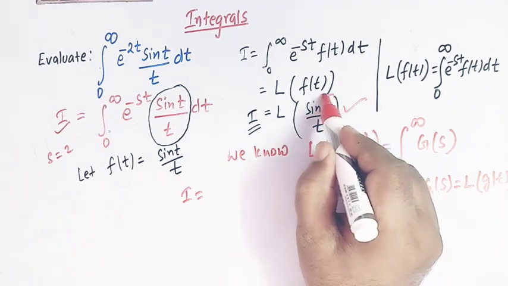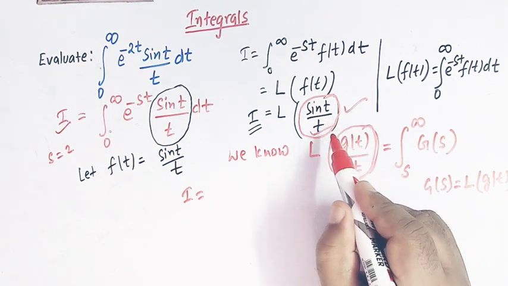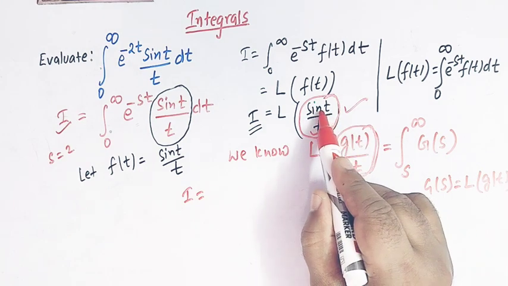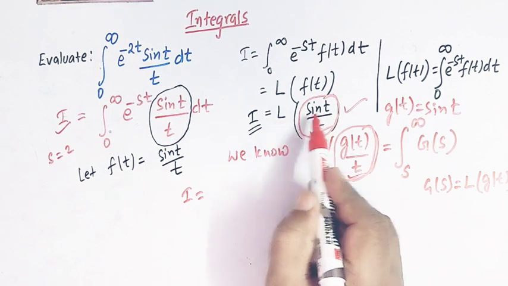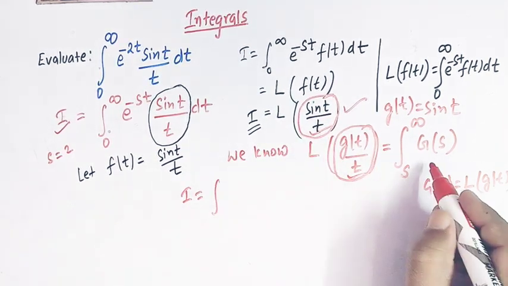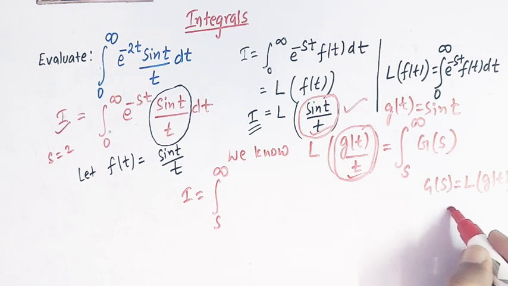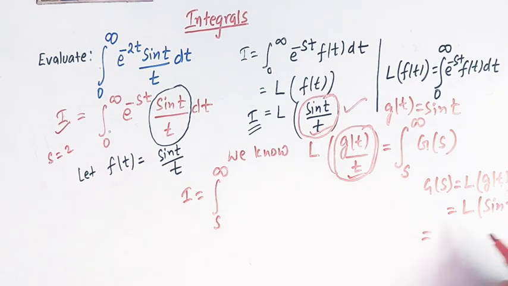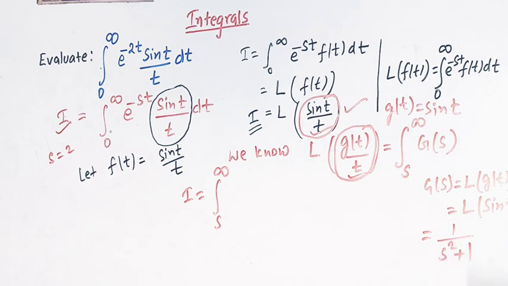If we compare this expression sine t over t with this one, then we can see that here we have in the denominator t. Here also we have the denominator t, and g of t is sine t. So g of t is equal to sine of t. So Laplace transform of sine t over t can be written as this integral, s to infinity and g of s. Now g of s is the Laplace transform of g of t, and g of t is sine t. So we have the Laplace transform of sine t. And we know that the Laplace transform of sine t is 1 over s square plus 1.